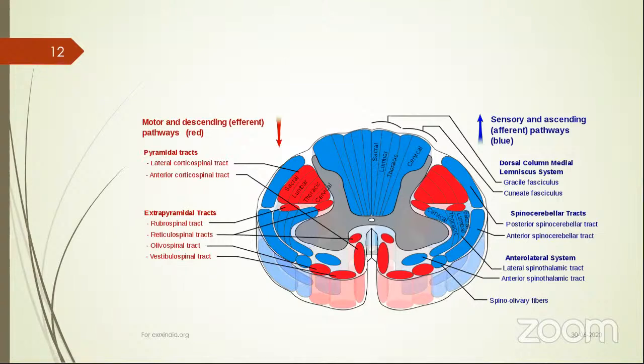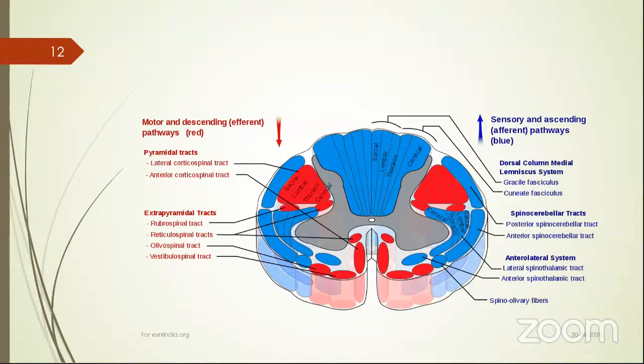What we saw in the last thing: if there is injury, sensory loss may be to the lower limb, sacral level.